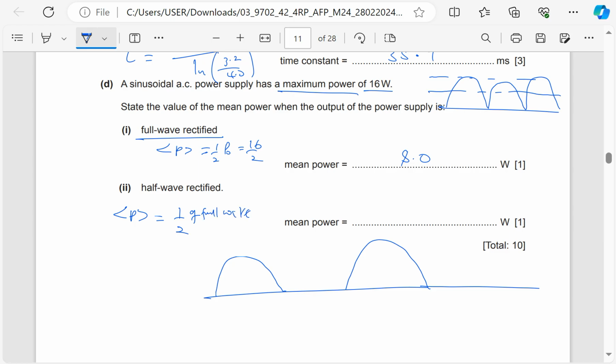So because half of a cycle is missing, we shall again divide the full wave average power by 2. So this is going to be half of 8.0, which is going to be 4.0. And we know the disadvantage of half wave is that it reduces the average power available because half of the cycles are always missing.